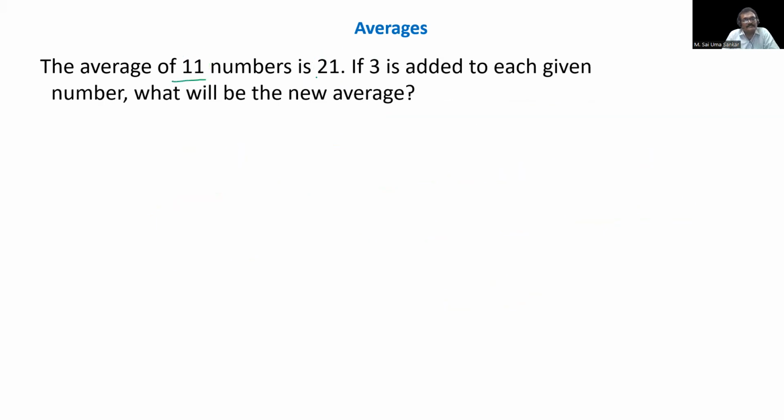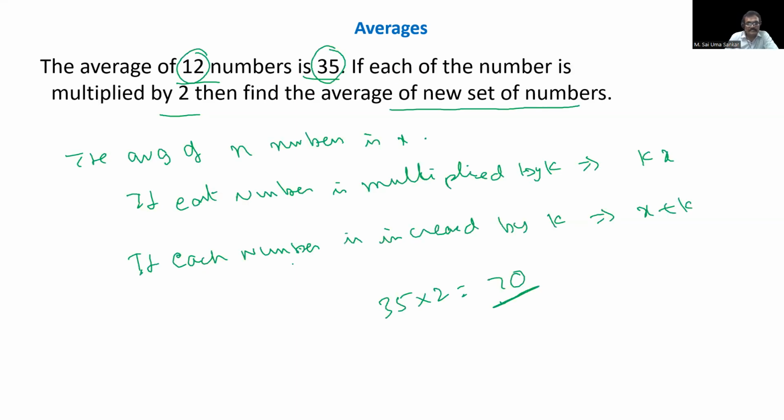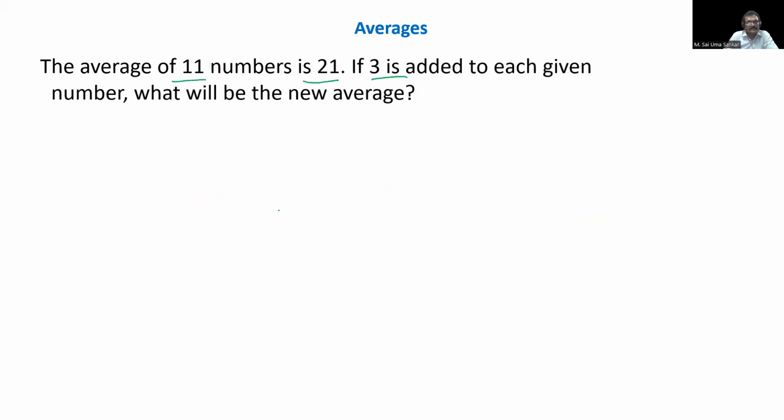Next, the average of 11 numbers is 21. If 3 is added to each number, what will be the new average? Already I explained previously. If each number is increased by k, what is the new average? That is equal to x plus k. Now, here 21, each number is increased by 3. So what is the answer? New average is equal to 24, which is the required answer.